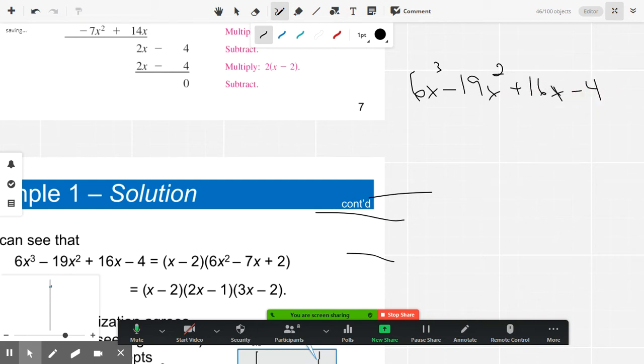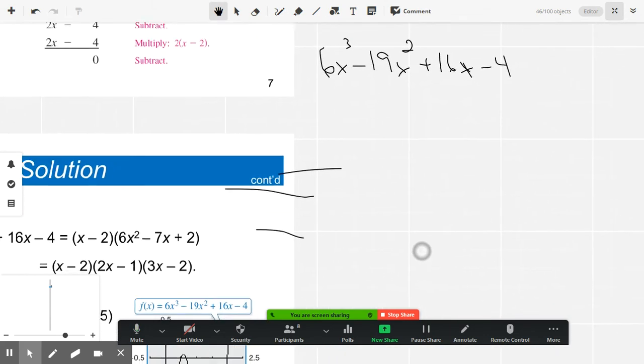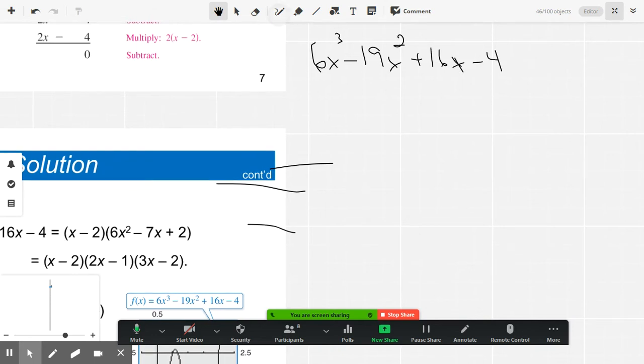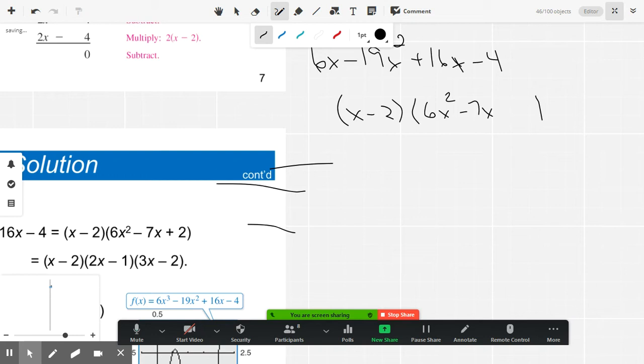So in essence, what we're doing is we're trying to factor this polynomial. And because we got the 0 of 2 off the graph, we knew that x minus 2 was a factor of this, so we broke this down as x minus 2, and then we used long division to find the second part of it, 6x squared minus 7x plus 2. And this is our f of x.